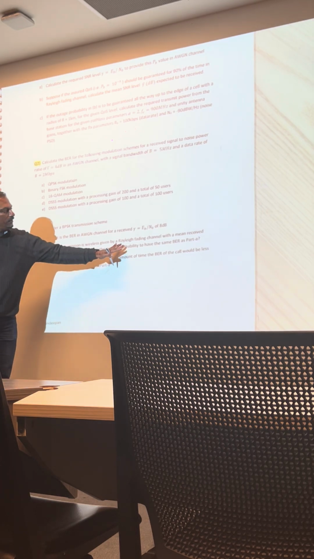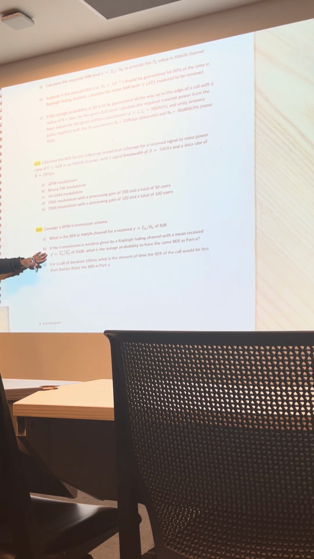So for a Rayleigh fading channel, we know how to calculate the outage probability, right? We need the average signal to noise ratio and the threshold signal to noise ratio that will give us an outage probability. So if this is a transmission in a Rayleigh fading channel with a mean received signal to noise ratio of 30 dB, so the mean received signal to noise ratio is 30 dB given. Okay, so that's a received SNR or Eb on N0. What is the outage probability to have the same bit error rate?